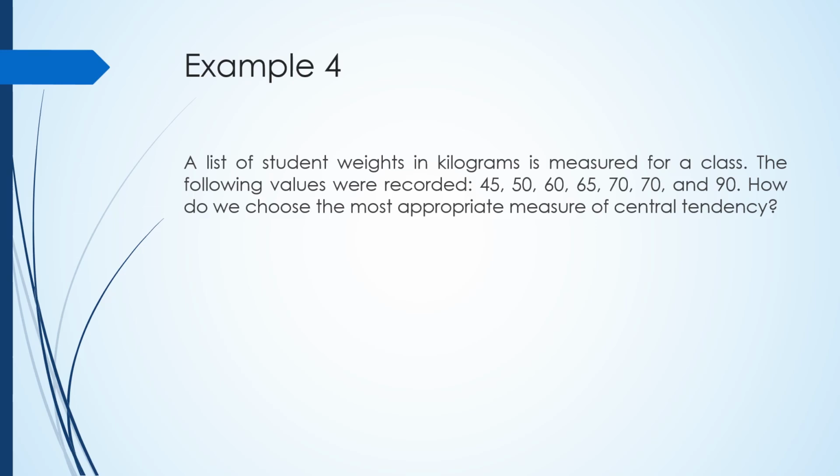Here is example 4. A list of student weights in kilograms is measured for a class. The following values were recorded: 45, 50, 60, 65, 70, 70, and 90. How do we choose the most appropriate measure of central tendency?